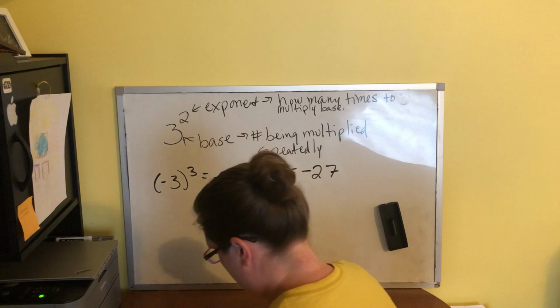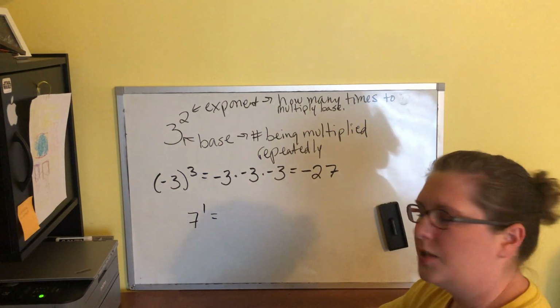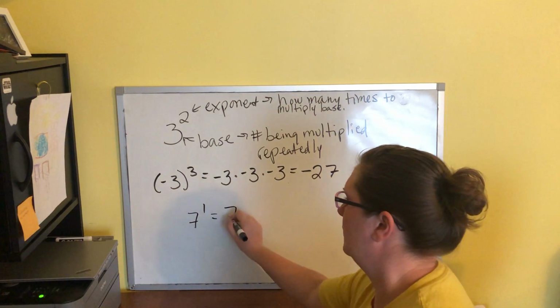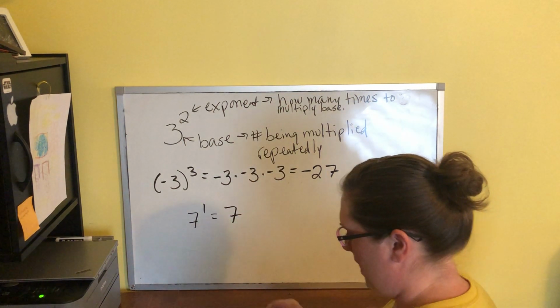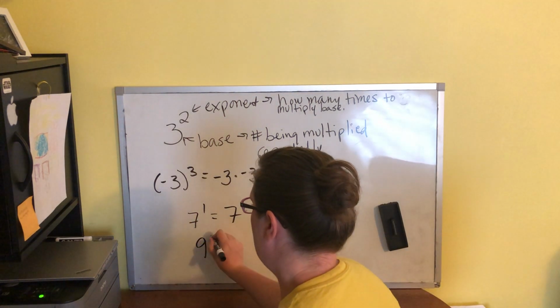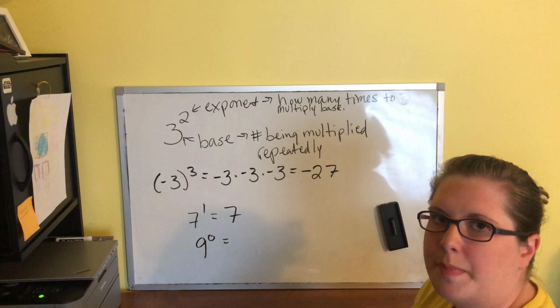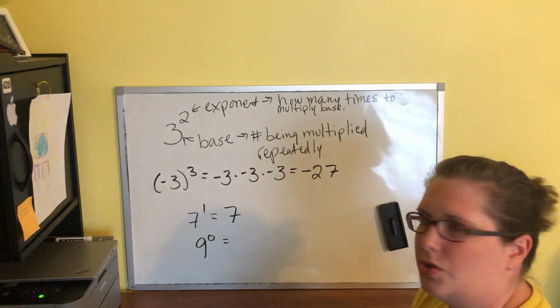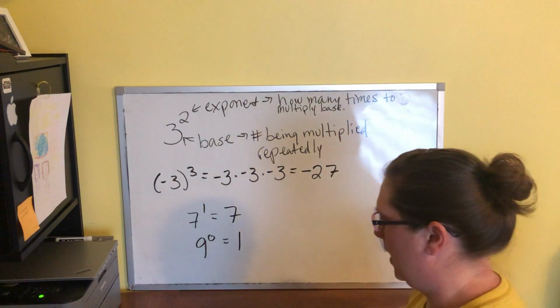All right, let's say you were given 7 to the first power. Well, that just means you're multiplying it by itself, and your answer's 7, okay? All right, let's say you were given 9 to the 0 power. Your answer is not 0. 9 to the 0 power is 1.